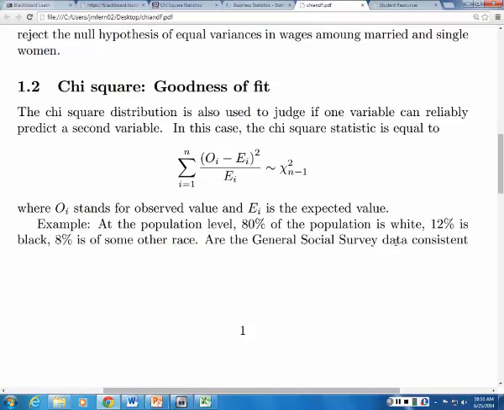Well, before we make conclusions about whether or not people like to beat their kids or have the death penalty, we want to see whether or not it actually represents the population. So we're going to take the General Social Survey, and in the population we find that about 80% of the population is white, 12% is black, and 8% is some other race. That number is changing.